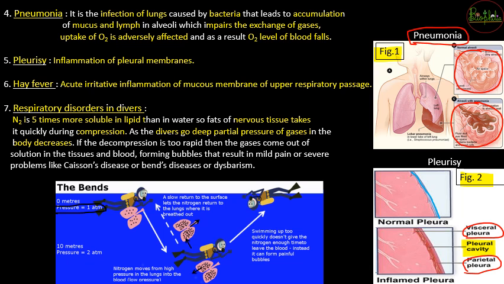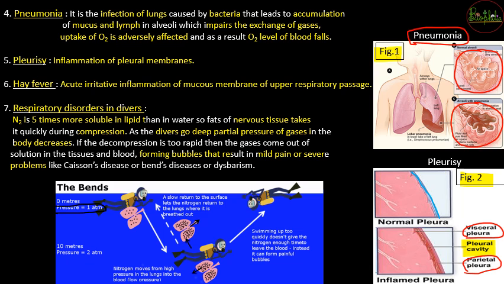So more and more nitrogen is going to come inside the body, and then there is going to be formation of bubbles. अब जैसे ही नाइट्रोजन के बबल्स बॉडी में बढ़ने शुरू हो जाएंगे, then there is going to be blockage in the small capillaries, and once there is blockage in the capillaries, there is going to be high pressure of blood coming in trying to move the bubble out. But now this bubble is not going to move, and that is going to cause mild pain or severe problems.